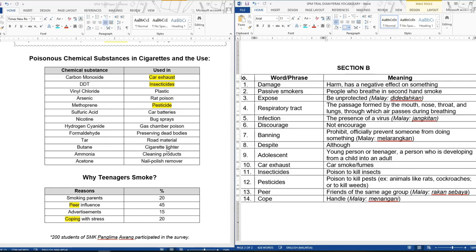Butane, which is in cigarette lighter. Ammonia, which is found in cleaning products. And acetone, which is found in nail polish remover.